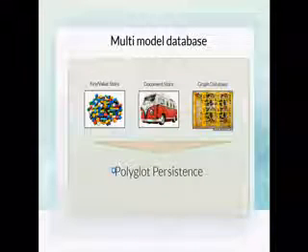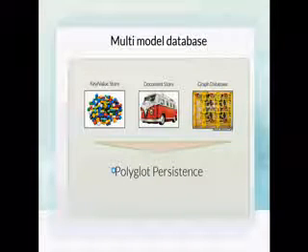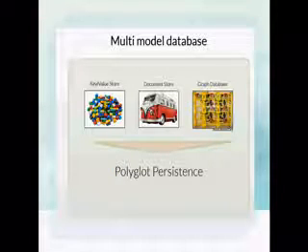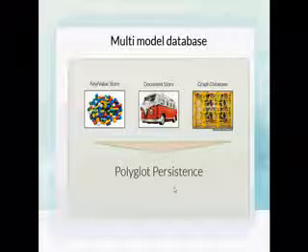Now we will discuss the multi-model database. Mainly there are 3 models. Firstly a key-value store. Second is a document store. Third is a graph database. And all these are consistent in polyglot persistence. Next we will see them one by one.